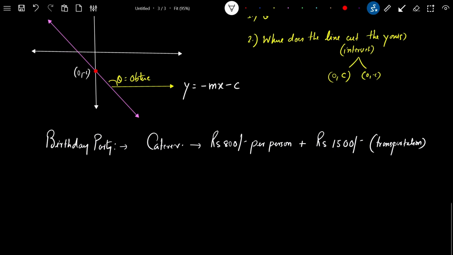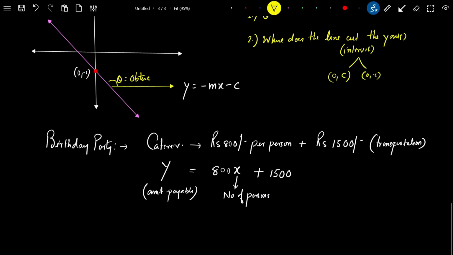I'm from India, so rupees come much more easily to me. You can take the currency of your country, but the scenario remains the same. I have a birthday party and I need to arrange for food. I approach a caterer, and the caterer says they're going to charge me 800 rupees per person and 1,500 rupees for transportation. Now if I work out y as my dependent variable, which is the amount payable by me, that would be equal to 800 times x, where x is the number of guests who will consume food, plus 1,500 towards transportation.